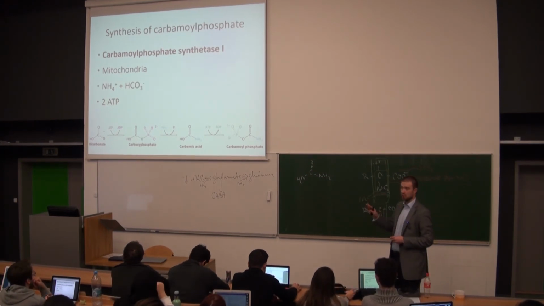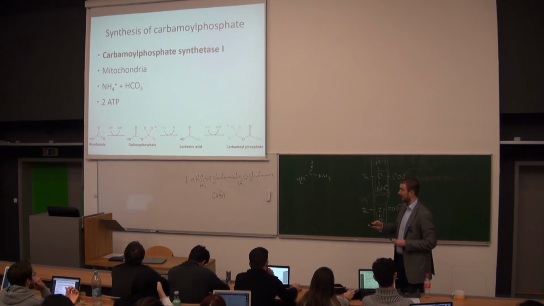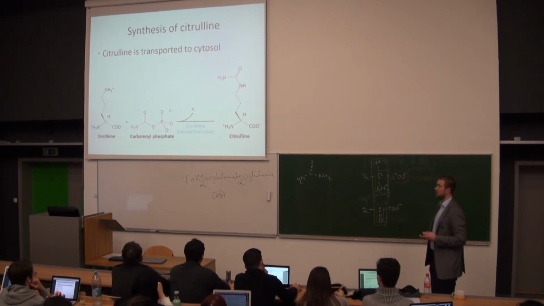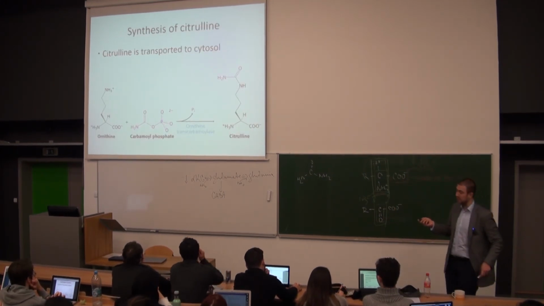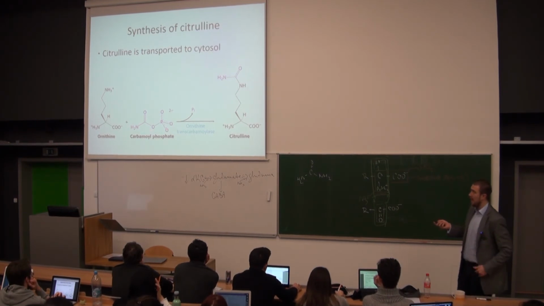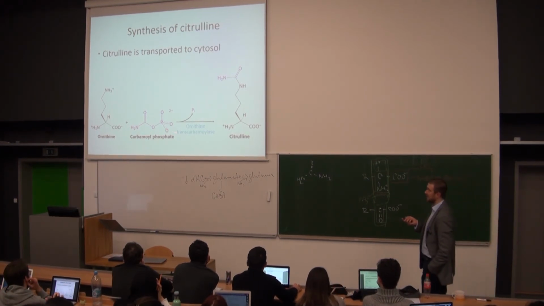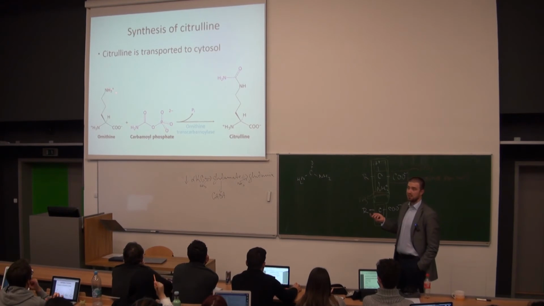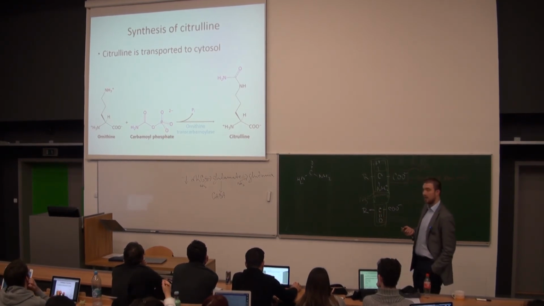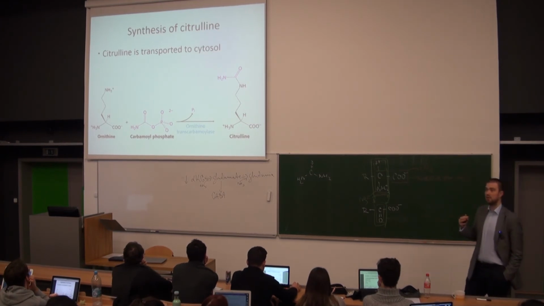This reaction is located inside the mitochondria. In the second reaction, you take the macroergic carbamoyl phosphate and you let it condensate with the amino acid ornithine. If you look at the ornithine, it's really highly similar to arginine.